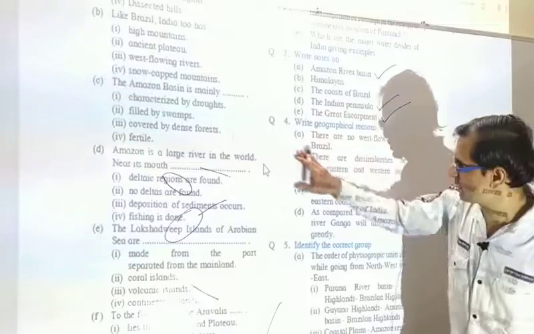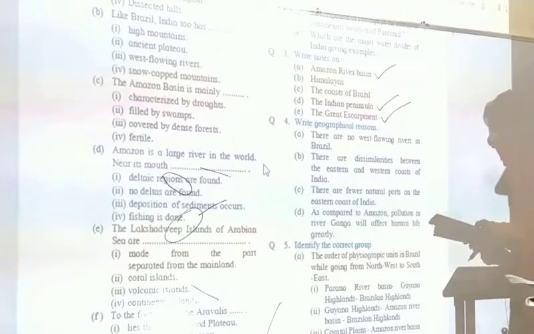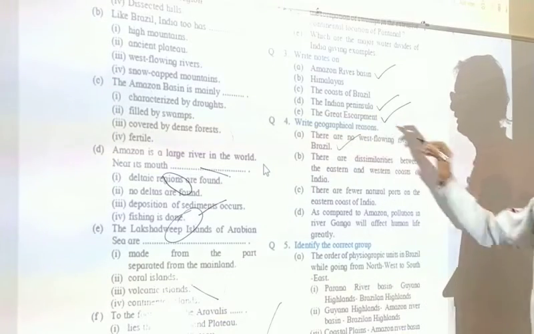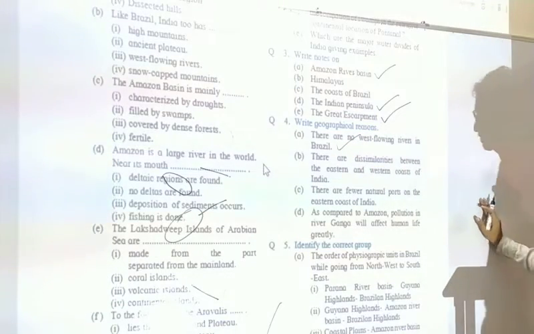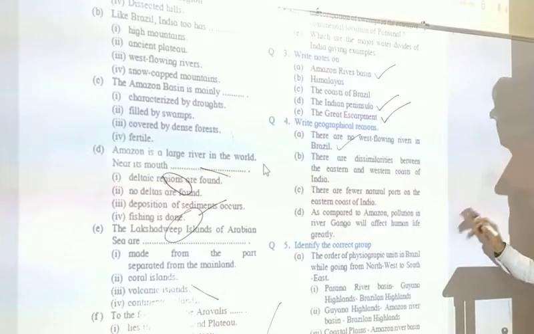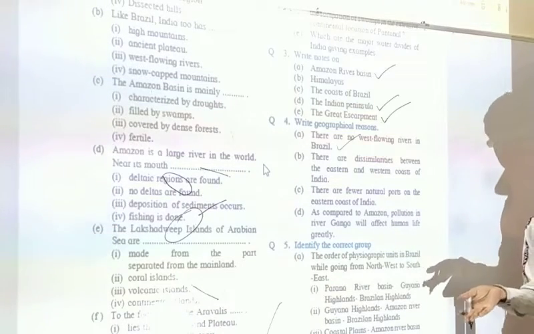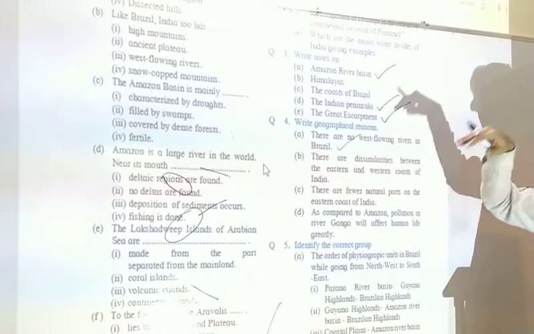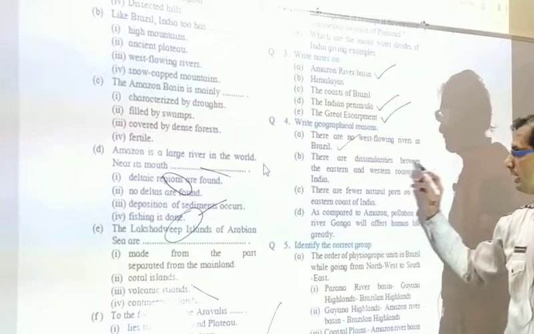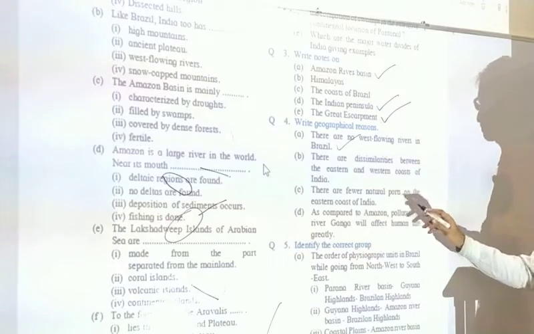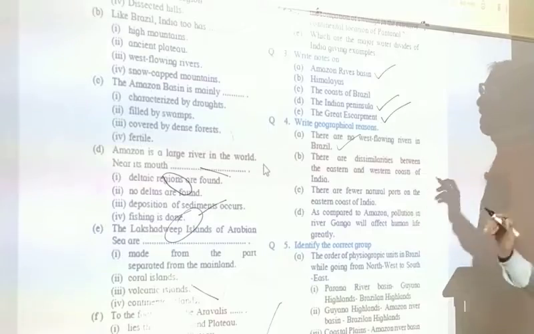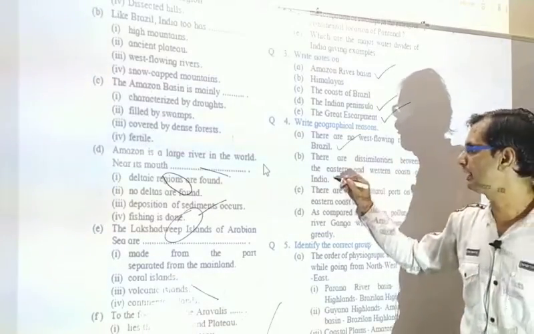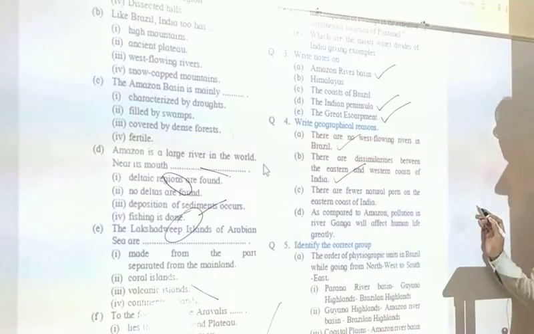Then question number 4, write geographical reasons. There are no west flowing rivers in Brazil. This is also a very important question, and it appeared in the March 2020 exam, and in 2019 also. There are dissimilarities between the eastern and western coast of India. This is also very important.